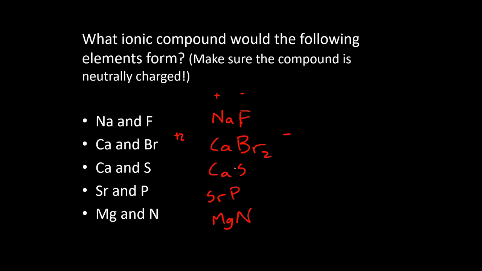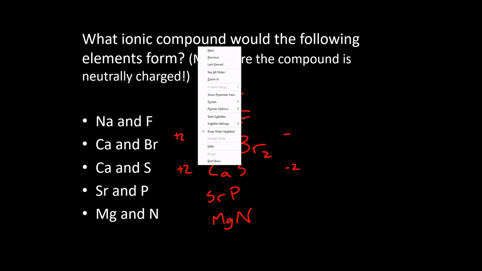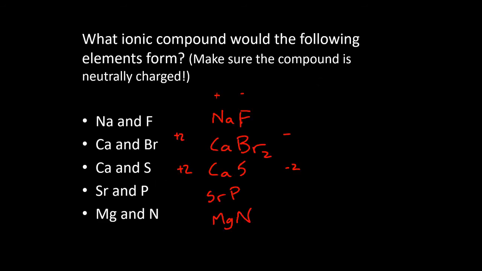a neutral molecule. Calcium and sulfur. Again, calcium is still +2. It's in column 2, so it's +2. Sulfur is -2. So in this case, kind of similar to what we had just a second ago, we don't need any subscripts here because we have +2, -2. They already balance out.